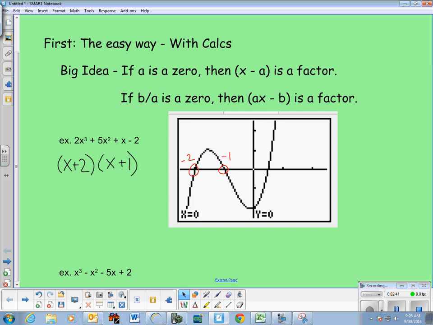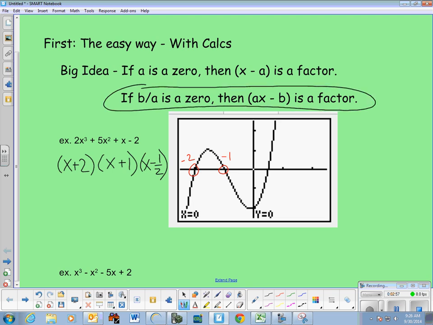However, this rule, if a is a zero, then x minus a is a factor, only works if a is an integer. My next factor is not x minus 1/2. That's where this one comes into play. If b over a is a zero, then ax minus b is a factor. So instead of this one, I need 2x minus 1. If it's a nice neat fraction, a rational number like 1/3 or 2/5, then 1/2 turns into 2x minus 1 according to this rule.